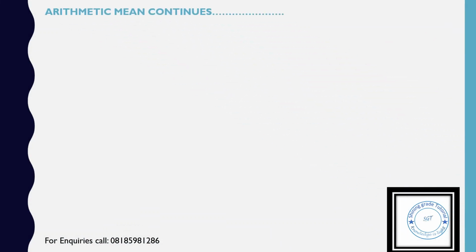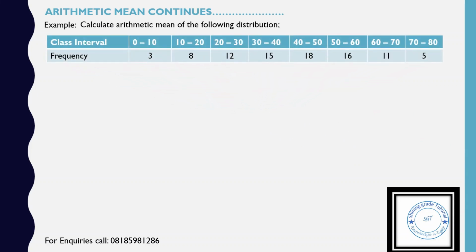So let's take another example on arithmetic mean. Calculate the arithmetic mean of the following distribution. Let's look at the distribution. This is an instance of grouped data now. You know what grouped data is; that has been explained in our previous videos and classes. So we have to calculate the arithmetic mean of the following distribution.